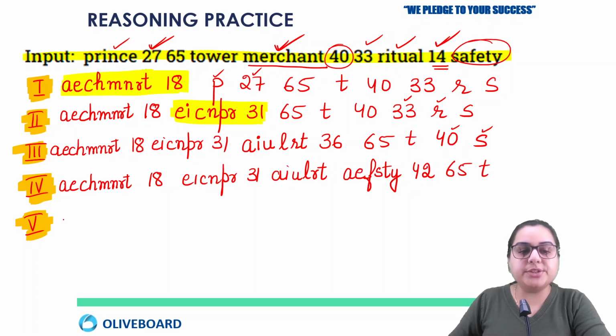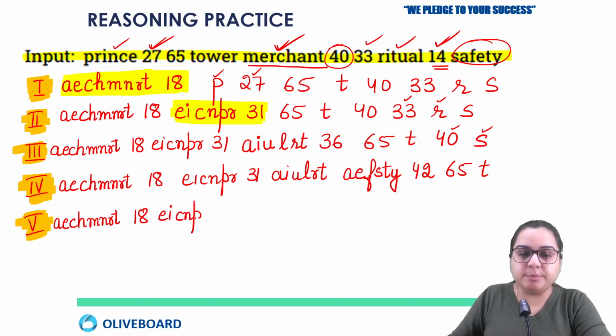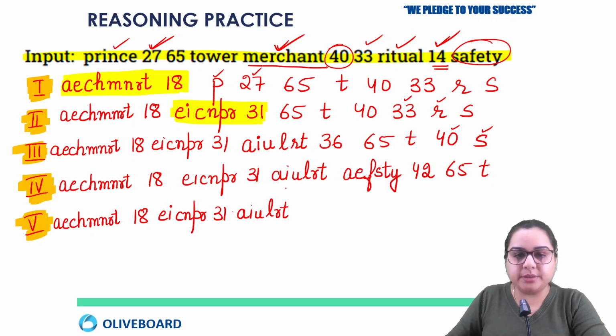Now we are going to make the last step, that is step number 5. It will be A, E, C, H, M, N, R, T, 18, then E, I, C, N, P, R, 31. Next will be A, I, U, L, R, T. I think I have not written the number in the fourth step. Yes, here it should be 36. Next after this it should be 36.